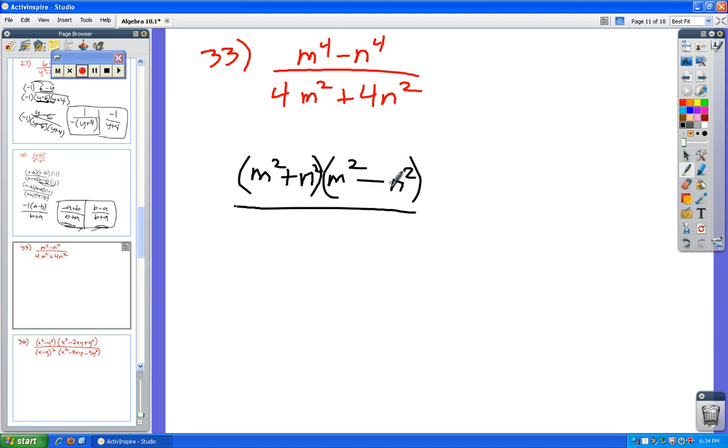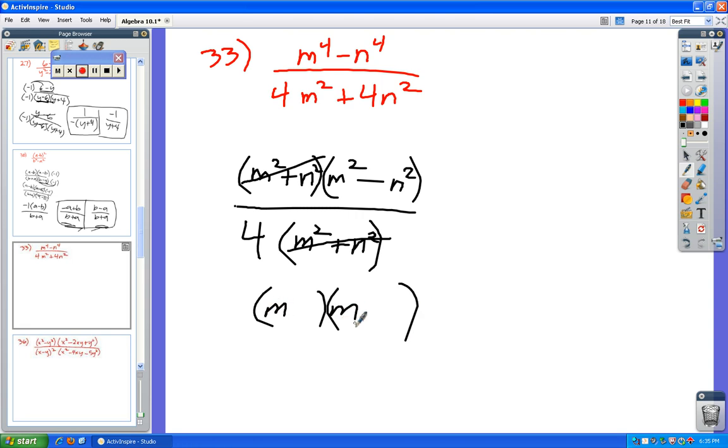Let's see, on the bottom, they have a 4 in common. If I factor out the 4, the first term, there's still an m squared left, and an n squared left. This can still be factored, so we'll just factor that. 2 sets. M and m gives me m squared. I need n squared at the n. N and n. I need it to be a negative n squared.